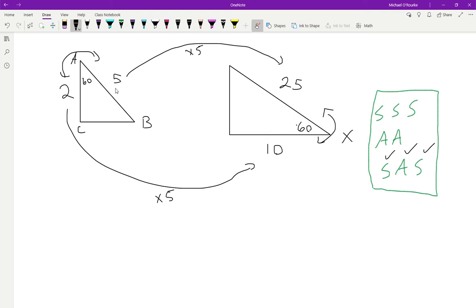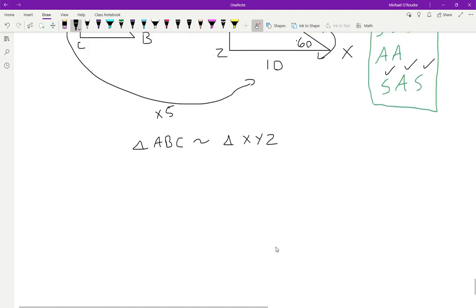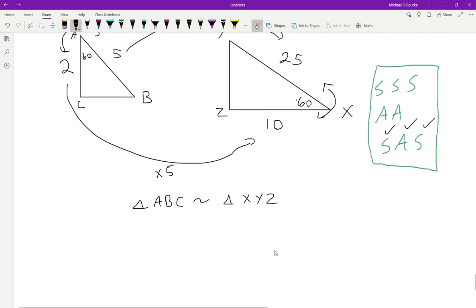Now if you look, I went down the long side. So this is going to be Y way over here. And then back to here would be my Z. So if I were to draw these out, triangle ABC is similar to triangle XYZ. Okay. Does the labeling make sense at all? Yes or no? How I do the lettering of it?